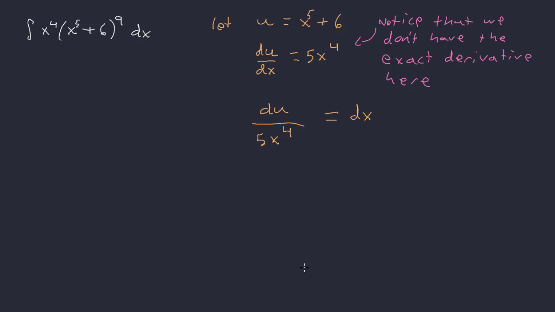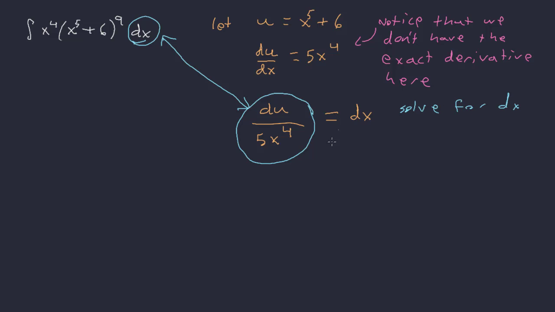Now, what has this done? Well, I can replace this whole dx here with this thing here. I can do a one-to-one replacement because I've solved for dx. Maybe that's just what I should have said here, was solve for dx, because that's what we want to plug in here. So this thing is going to become u, and this dx is going to become du all over 5 times x to the 4th.